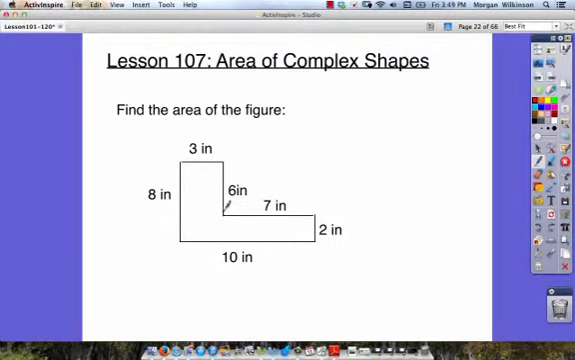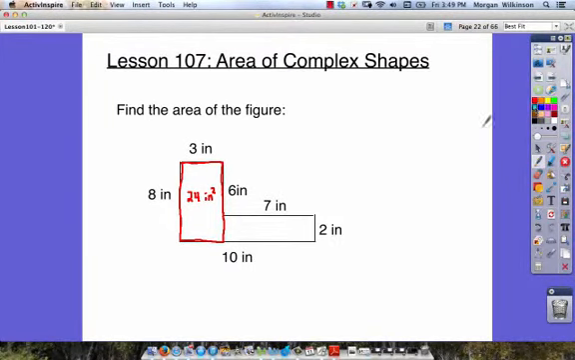One way we could figure out the area of this figure would be to draw a vertical line here. We could figure out the area of the red figure. Then we could figure out the area of the horizontal figure below, this rectangle. And then we can add them together to find our answer. Let's do that. 8 times 3, that's the length times the width. 8 times 3, well that's 24. And it's area, so it must be square inches.